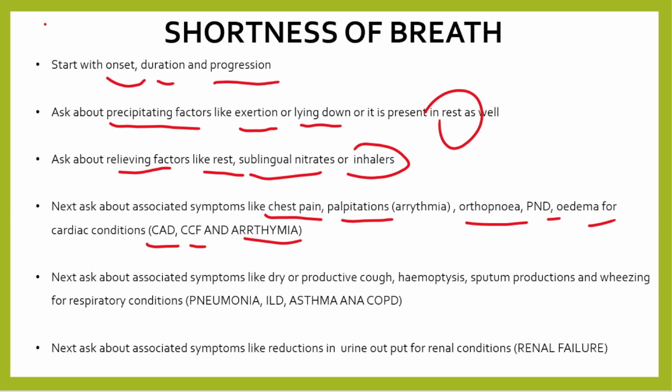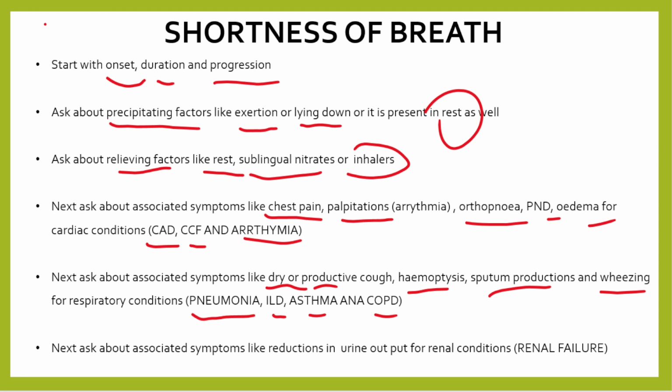Next, we will ask questions regarding the respiratory system. Our focus will be on cough, whether the patient is having cough or not. We'll ask about dry or productive cough. Then we'll ask about hemoptysis and sputum production, which may tell us about any infection or underlying malignancy. We'll ask about any wheezing, which will tell us about conditions like pneumonia, interstitial lung disease, asthma, and COPD. So that will tell us whether the shortness of breath is because of respiratory problems or not.